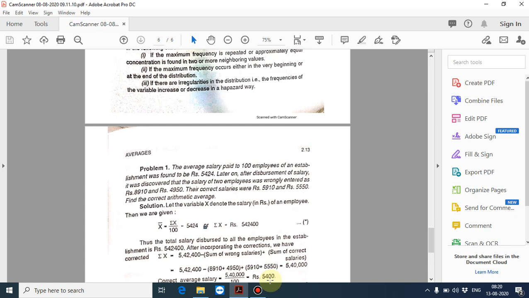If you want to find the average, summation x by n. Summation x is 540,000 divided by n, and n is equal to 100. So 540,000 divided by 100 is equal to 5,400. That is the first problem. Then we will go for the second problem.